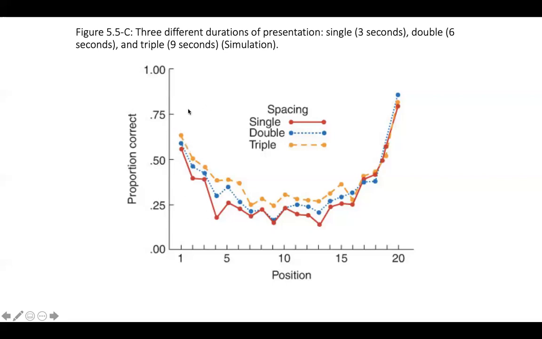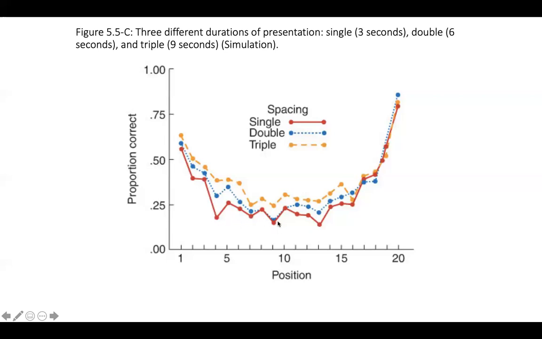With primacy effects, you're always looking at how good people are at remembering the digits in the early positions, right at the beginning of the sequence. You can see that the orange line, when the sequences are being read slowly, has a great advantage towards the beginning of the sequence. The blue, which is the middle speed, is a little bit worse. And the worst performance is in the red, where the accuracy is lower.